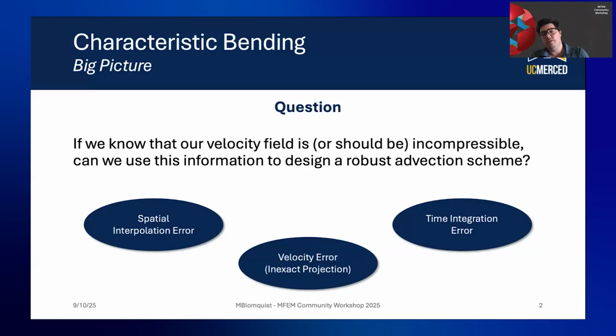Okay, so big picture, we know that our velocity field should be incompressible. Maybe we're solving Navier-Stokes or something like this. But the advection scheme might result in something different. And this could be from, say, spatial error, from time integration, or error in the velocity field itself. For example, if we use an approximate projection method, our velocity field is not exactly divergence free. So say, if we can use this idea, can we make a more robust advection scheme? So this is what we're working on.